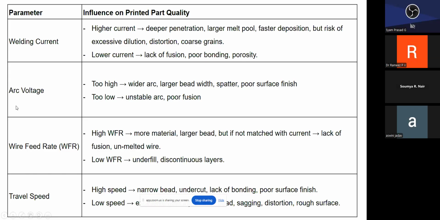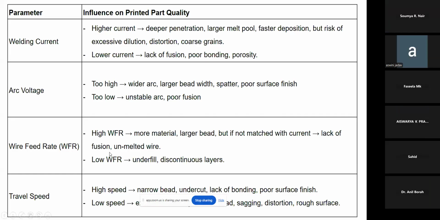And the voltage: if you use high voltage, you will have a wider arc. If you use low voltage, you will have an unstable arc. So you have to maintain a proper voltage, right? And the wire feed rate, you will mention sometimes in grams per minute, sometimes in meters per minute. This depends, right? If the wire feed rate is very high, more material will be deposited and you get larger bead formation. If it is a low wire feed rate, you get underfill, a discontinuous layer, or thin bead formation.